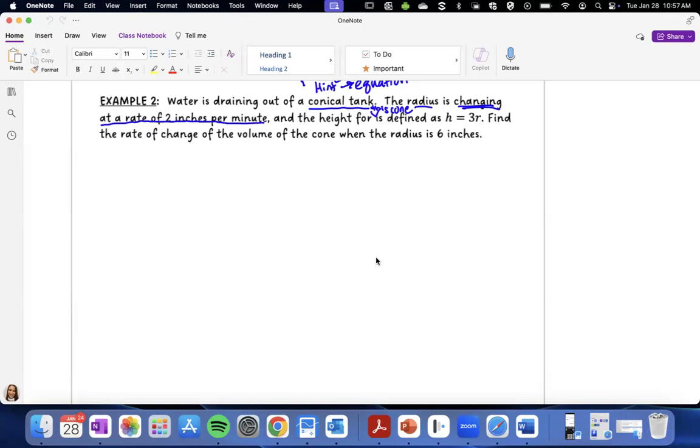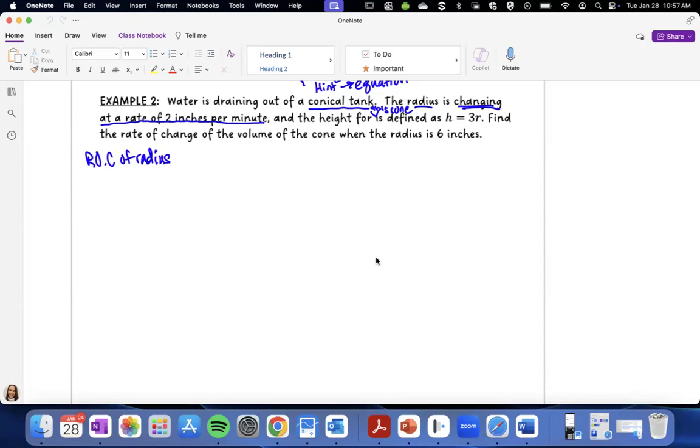Is that R equals or dr over dt equals? If I say changing at a rate of, change of radius is, that is dr over dt. Do you see the difference? Rate of change, as soon as you see that trigger word, that means derivative. You need to associate rate of change with derivative. So it's draining. So radius is changing at a rate of 2 inches per minute.